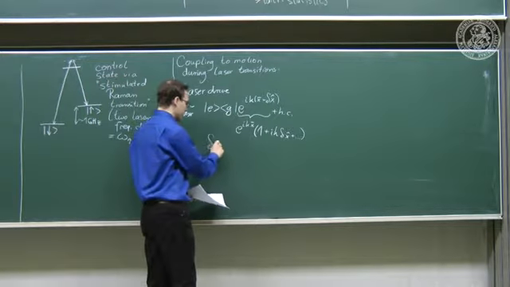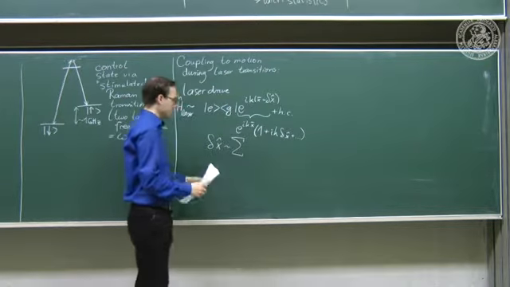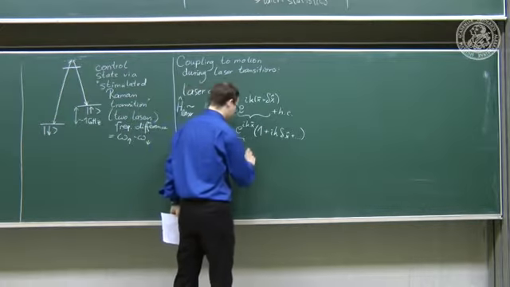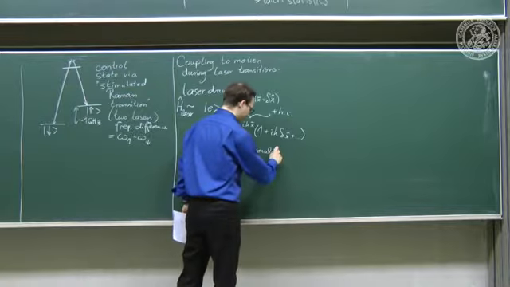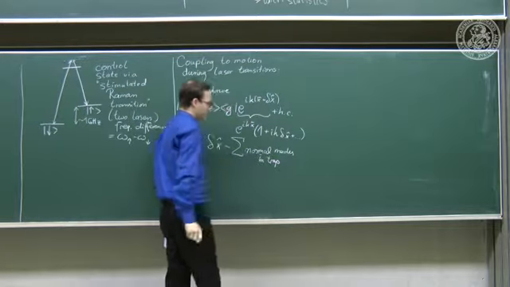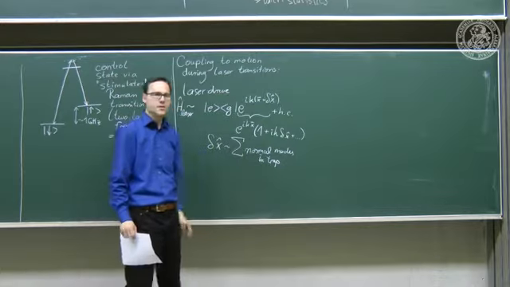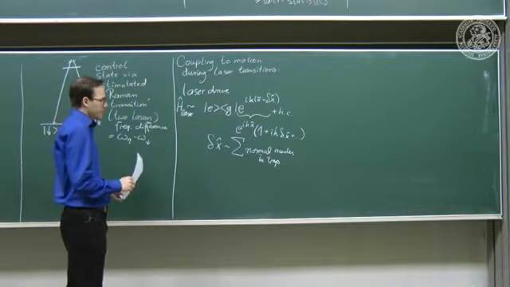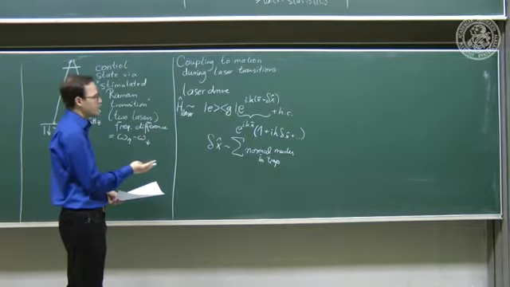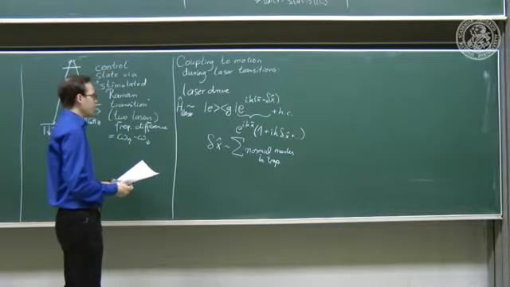And so delta x I could then express in terms of the normal modes in the trap. So just schematically, in the usual way it would be a sum over the normal modes. Okay, so it would be a weighted sum of the normal mode coordinates. And so we have here a way of changing the motional state while we at the same time also change the electronic state.